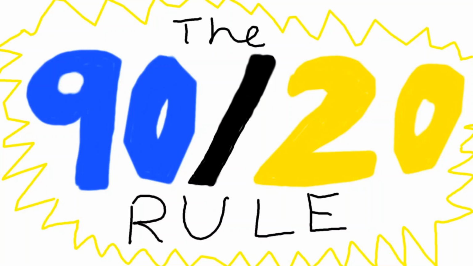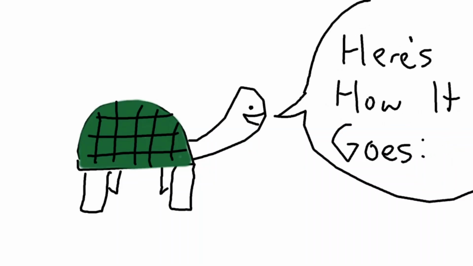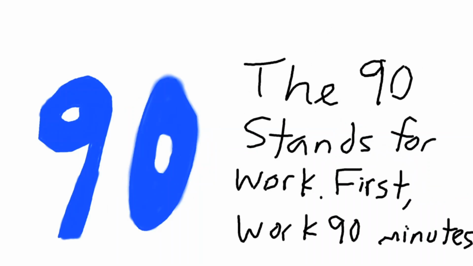Lessons for Success presents the 90-20 rule. This is a rule used to maximize productivity used by CEOs of companies all over the world. Here's basically how it goes. The 90 stands for work.